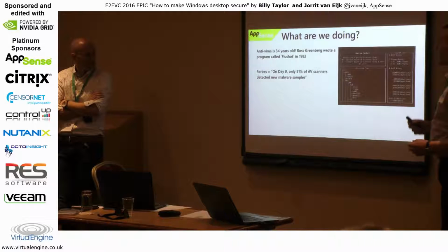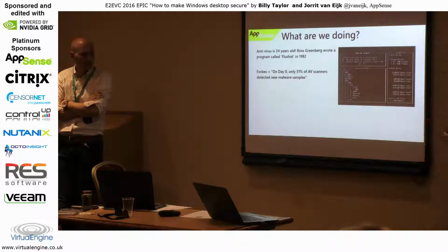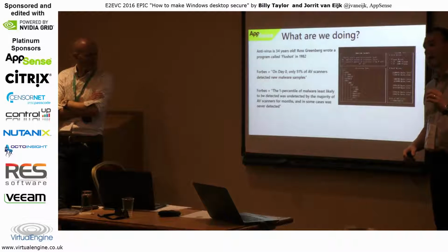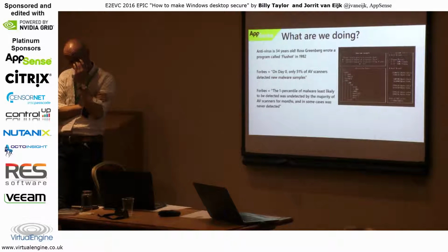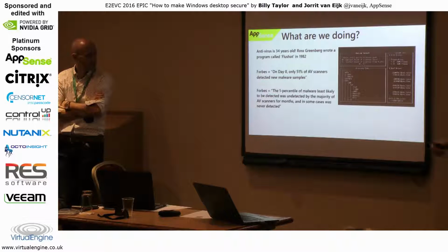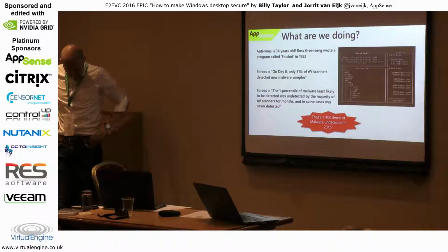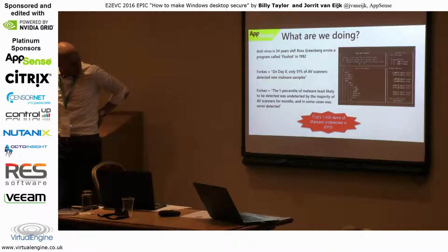From Forbes, on day zero, only 51% of AV scanners detected new malware. They're guessing. If it's a 50-50 guess, do you want that in your environment? Also from Forbes, the 1% of malware that is hard to detect was either never detected or took up to a month to stop in the environment. That works out to 1,400 items of malware in the wild, undetected. That's it again.